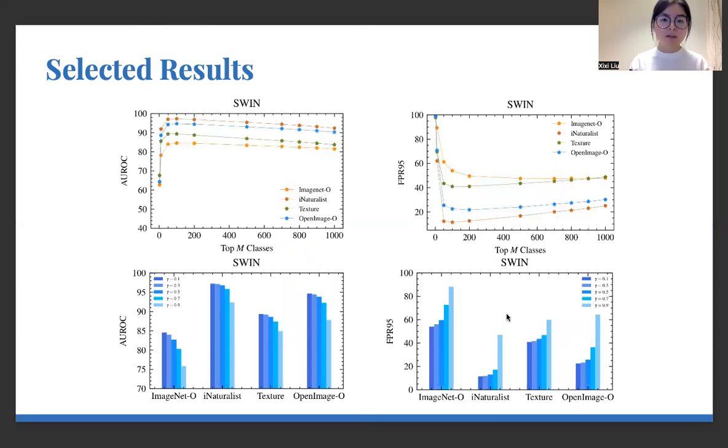It can be seen in the first 2 figures. When we usually choose M equals 100, we could achieve pretty good results in terms of both AUROC values and FPR 95. Moreover, usually we can just set gamma equals 0.1. It can be seen our method could achieve the best results or pretty good results in terms of both AUROC values and also FPR 95.